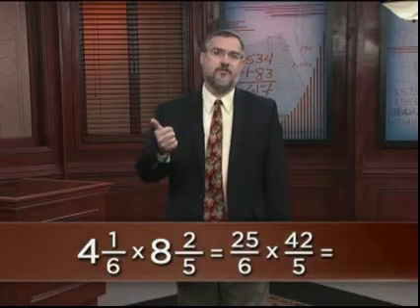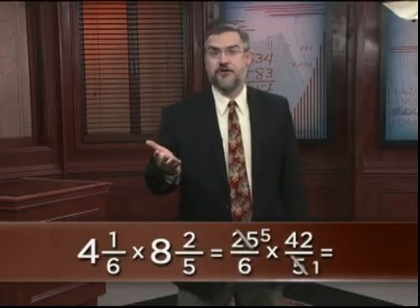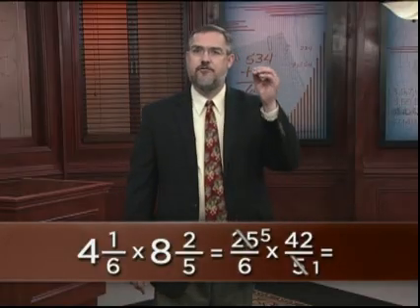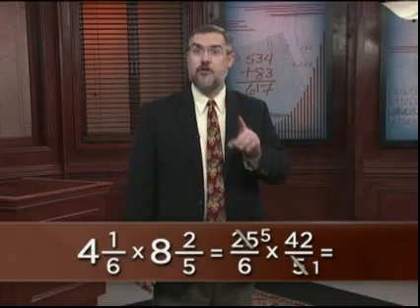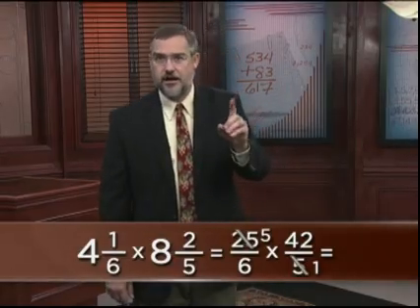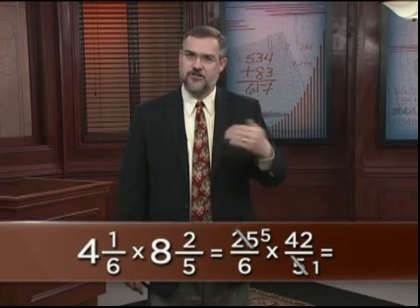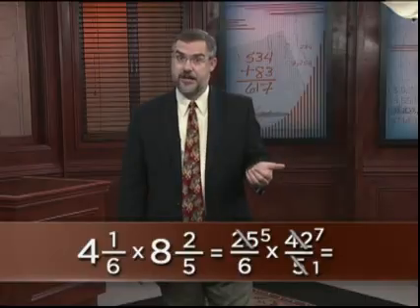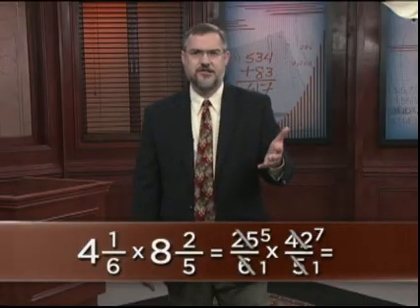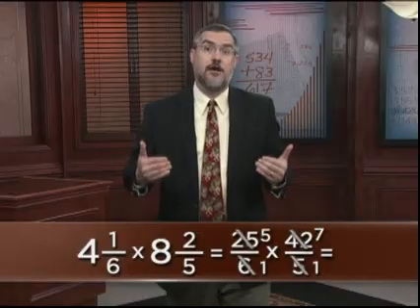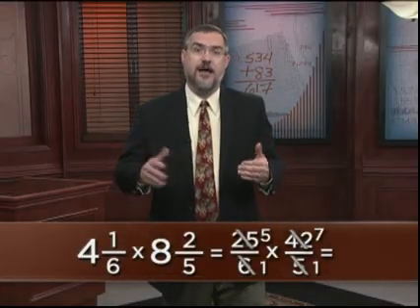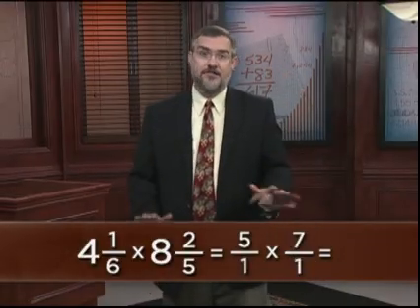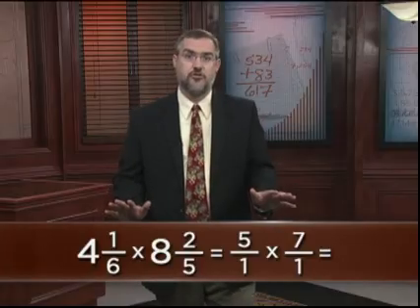First, the 25 and the 5 can be reduced because both are divisible by 5. And that will make my problem 5 over 6 times 42 over 1. Remember, 5 goes into 5 exactly one time, and that's why I put that 1 in the second denominator. Next, 42 is divisible by 6 exactly 7 times, and of course the 6 is divisible by 6 exactly one time, so I can rewrite my problem again with a little more reduction as 5 over 1 times 7 over 1. Well, that's as simple as we can make the problem before we actually do the multiplication.